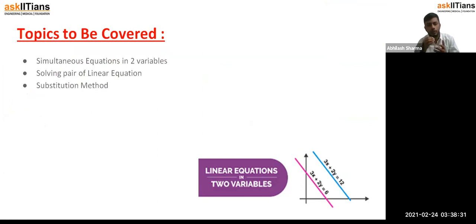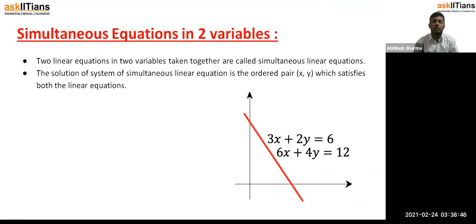Those are, first of all, what we mean by simultaneous equations in two variables, then solving a pair of linear equations, and then the methods by which we can do, in particular, the substitution method itself, right? Now, let us talk about what we mean by simultaneous equations in two variables. So, two linear equations in two variables, when they are taken together, are called simultaneous linear equations. An example can be this one shown here.